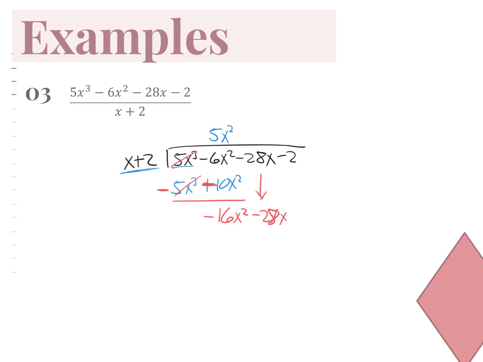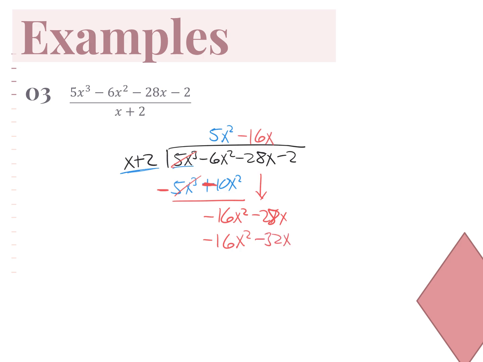All right, ask yourself the same thing. What do I need to multiply x plus 2 by to get a negative 16x squared? All right, and that's going to be a negative 16x, right? The negative 16 is going to give you that negative in front, and then the x is going to get you the x squared. And then when I do negative 16x times a positive 2, that's going to get me a negative 32x.